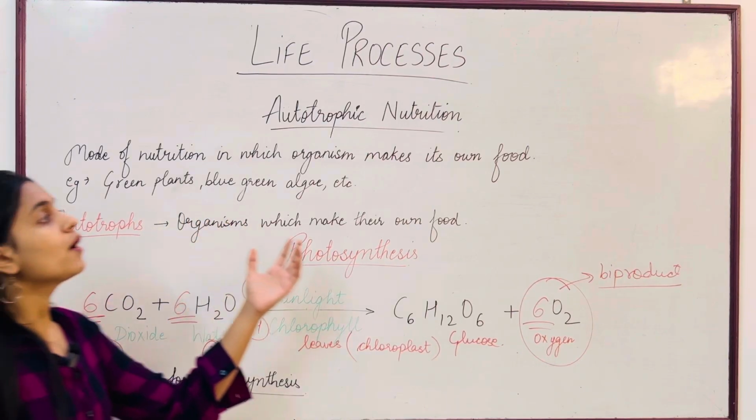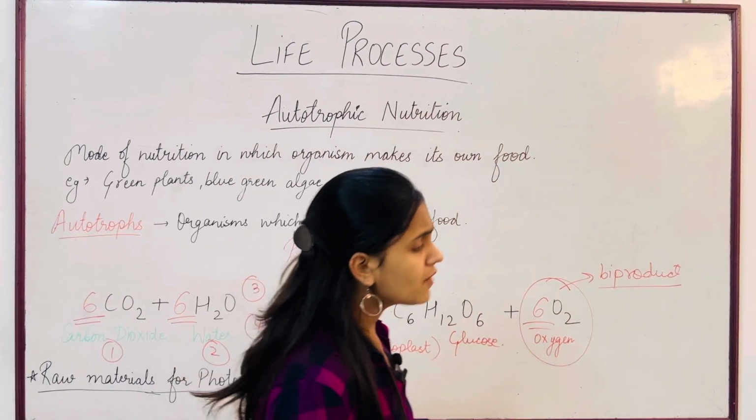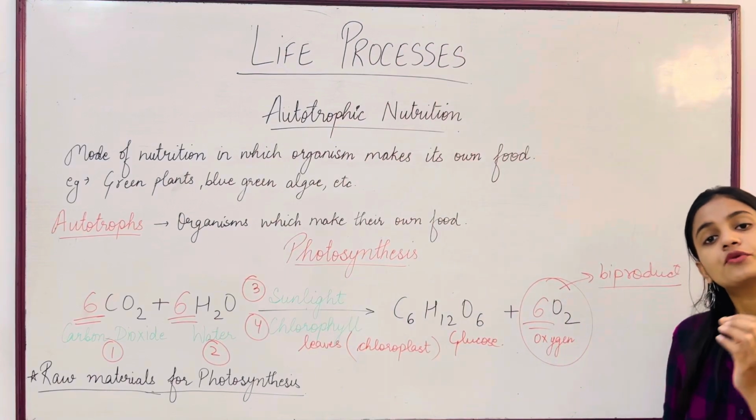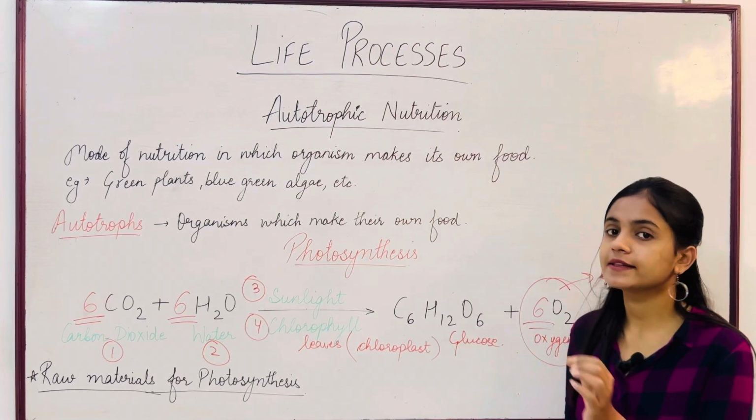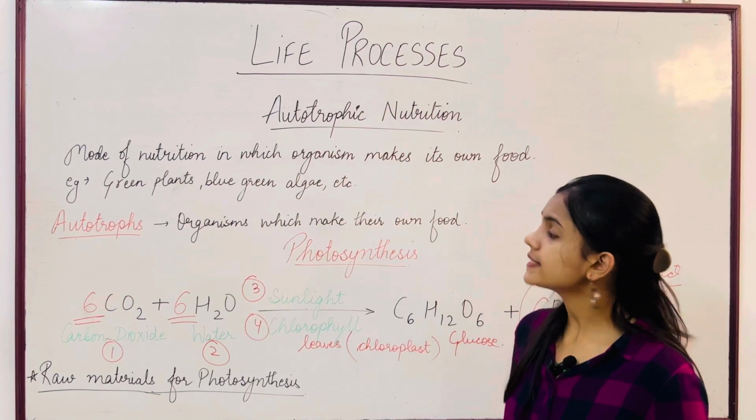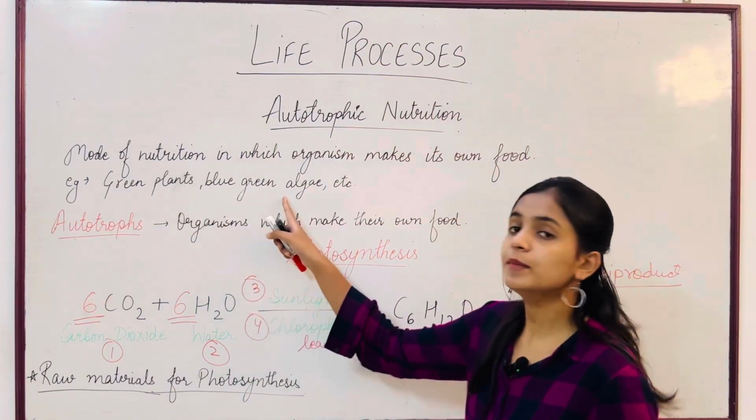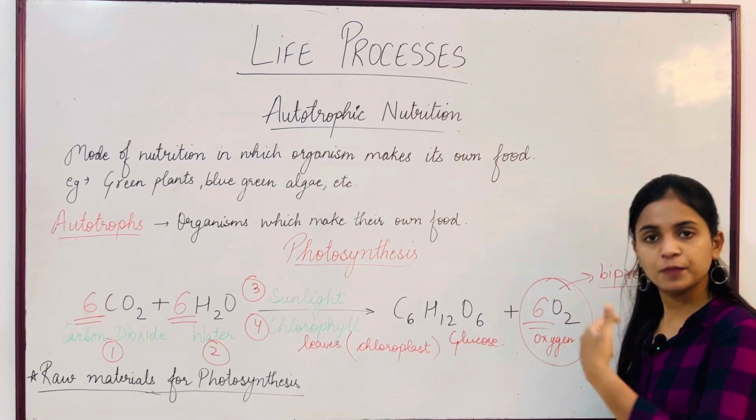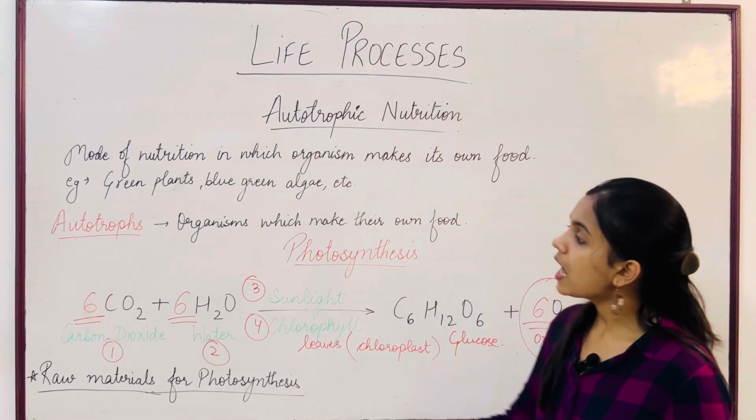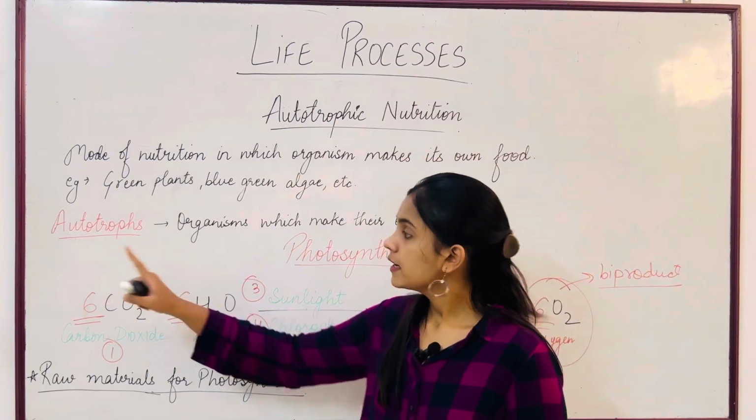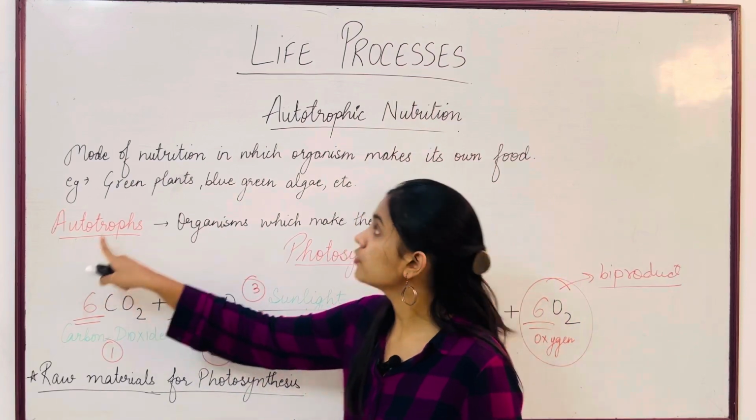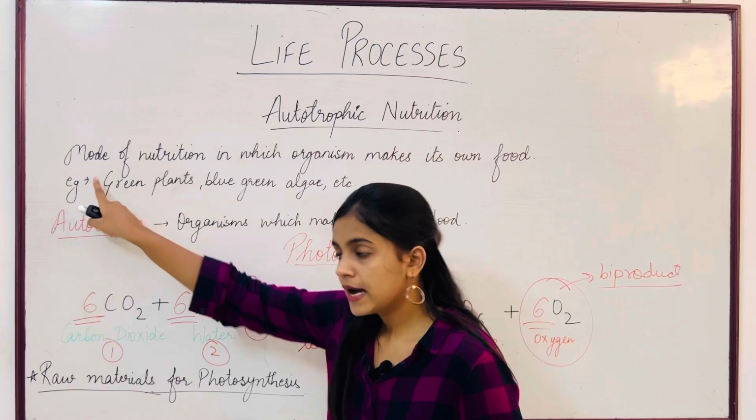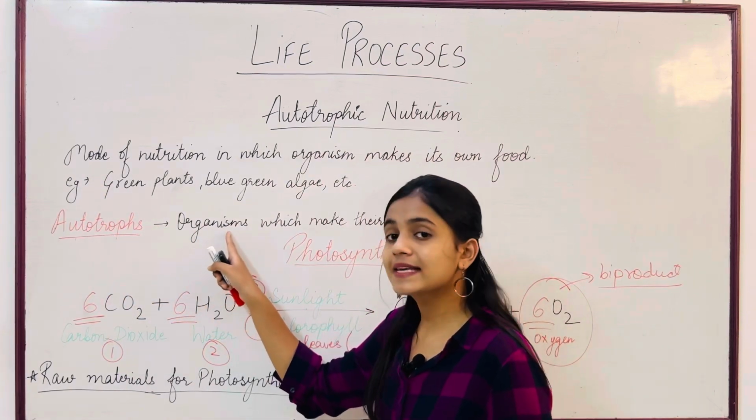Now let's talk about autotrophic nutrition. We have already discussed what autotrophic nutrition is. The nutrition in which organisms make their own food. We'll take the examples: green plants and blue-green algae. Those organisms which perform autotrophic nutrition are known as autotrophs. Remember, there is a difference between autotrophs and autotrophic nutrition. This is a mode and these are organisms.